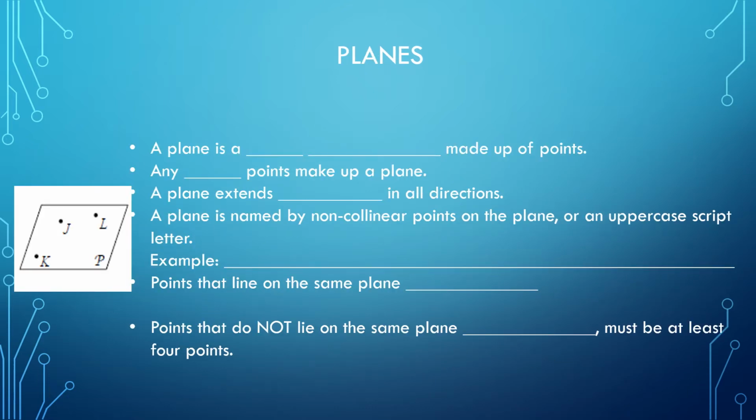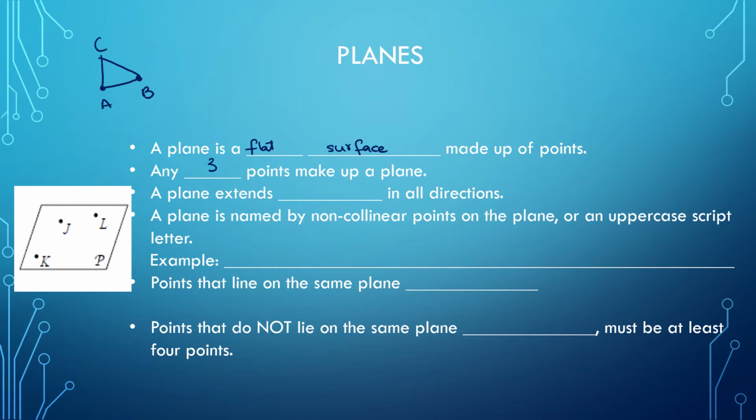Now let's talk about plane. A plane is a flat surface that is made up of points. For example, a paper or the floor. These are all planes. They are made up of points, but you necessarily don't see the points. There are so many infinite points on it. The smallest plane can be made up of 3 points, which is a triangle. The 3 vertices make up a triangle, and it's the smallest plane.